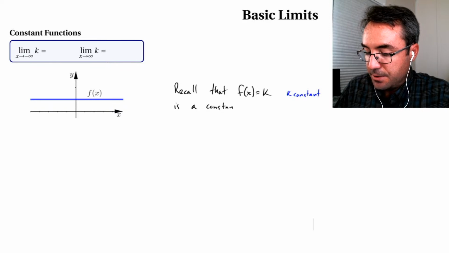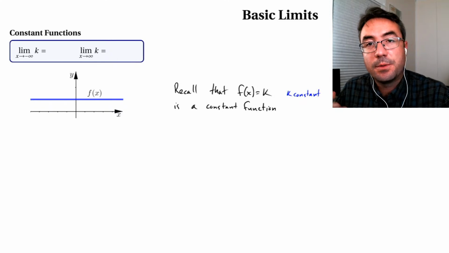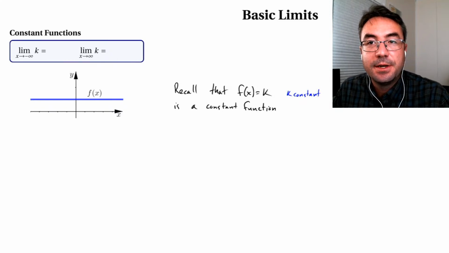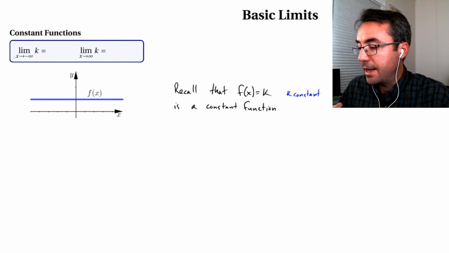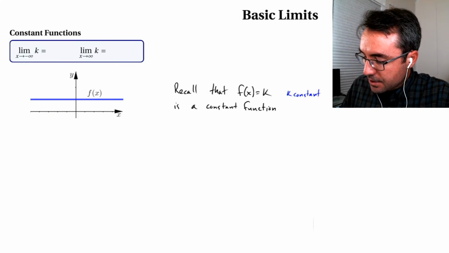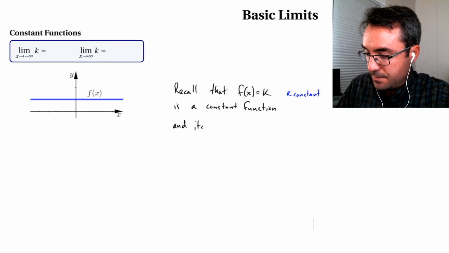well, it's a constant function, and what does that mean? Well, whenever we plug in an input, we always get out the same output. So if I were to plug x equals 1 into this function, I'd get out the number k. If I were to plug in x equals 1 million, I'd still get the number k. So no matter what x value I plug in, I'm always going to get out this number k. And so when we graph this, its graph is nice. It's just a horizontal line.